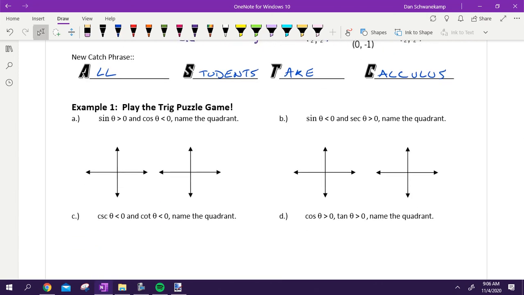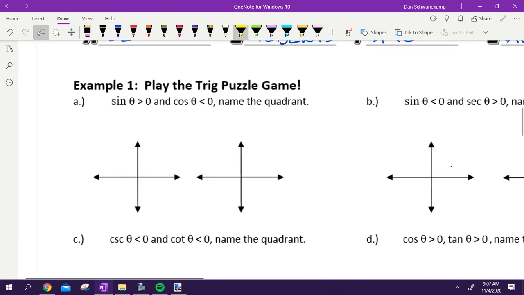Here we go. Let's play the trig puzzle game. I like these problems. They're silly, but they make me think, and I like it. The trig puzzle game, here's what it is. They're giving you 2 clues, and based off of those 2 clues, you need to decide which quadrant they're describing. So let's look. The first one says sine is greater than 0.